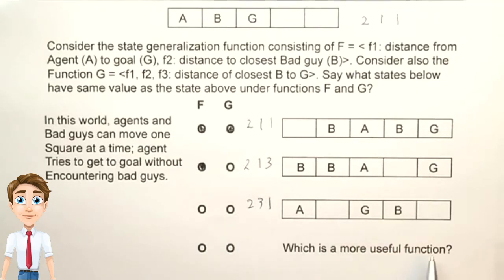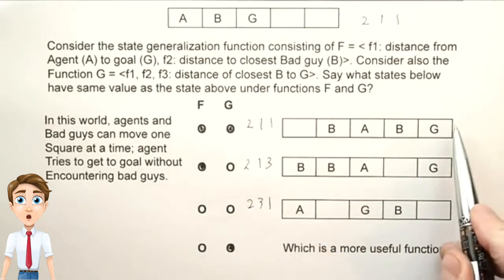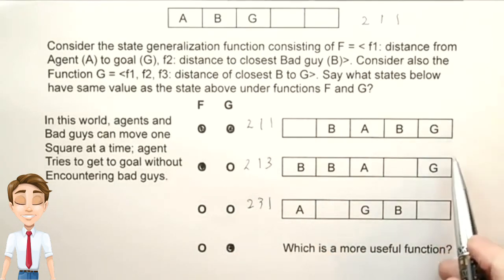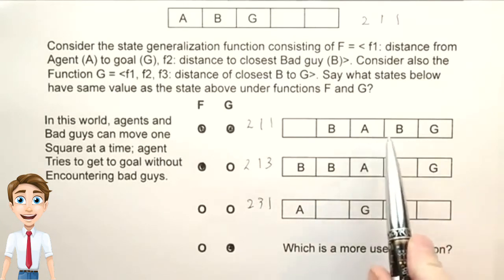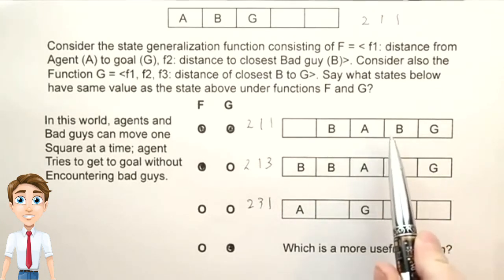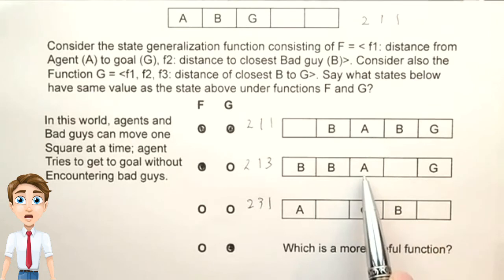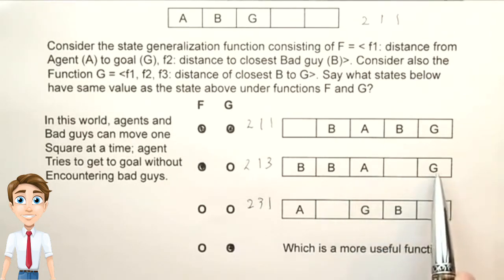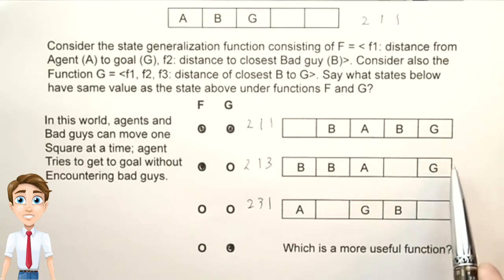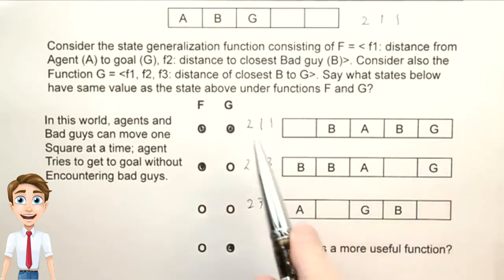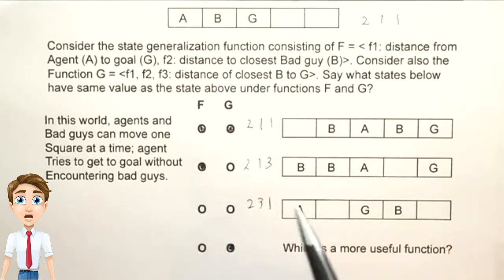And now the question, which is a more useful function? The answer is g is more useful, because g can actually distinguish between these two states. In this state, the agent is surrounded by bad guys, so that's a bad situation. In this state, the agent has a clear path to the goal, so that's a good situation. And so you'd want a function that says that those two are different, rather than one that says they're the same, and g says they're different, whereas f says they're the same.